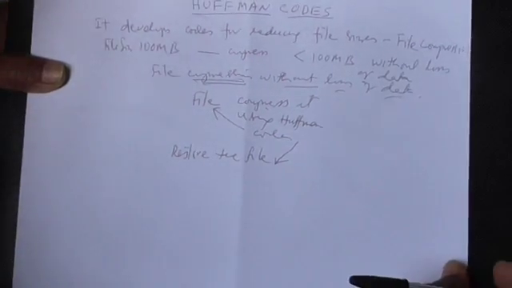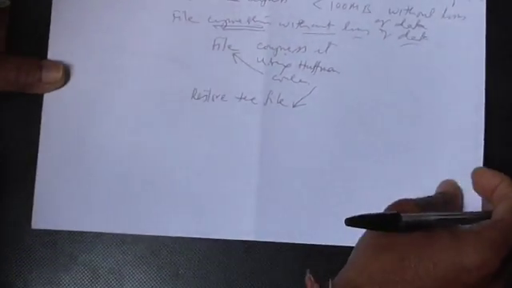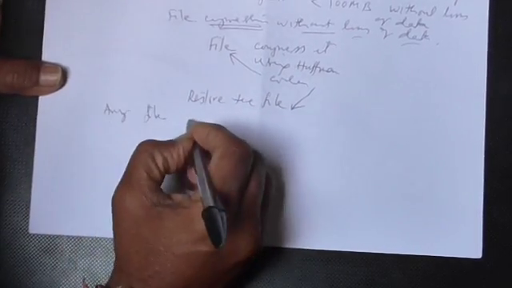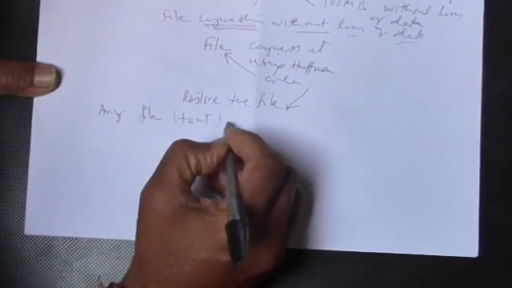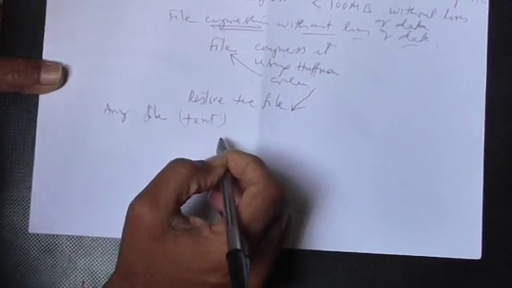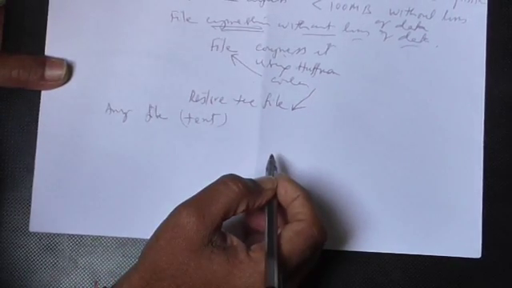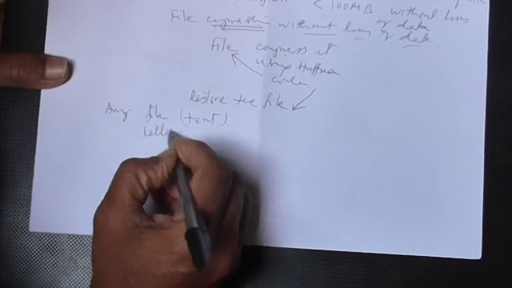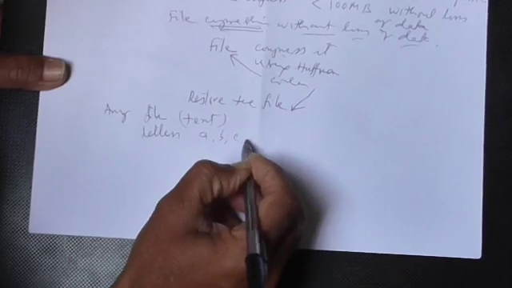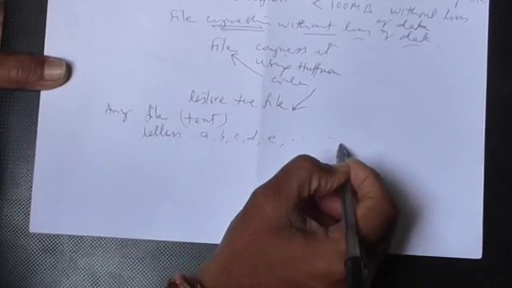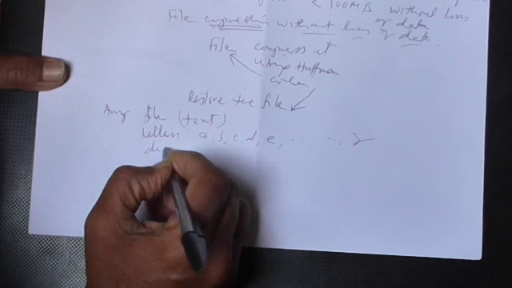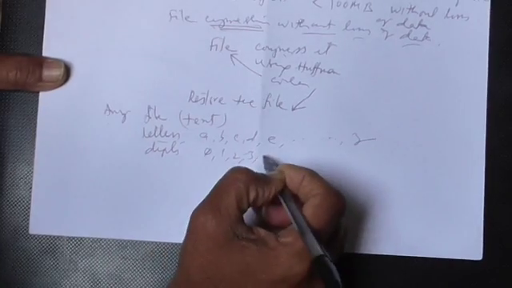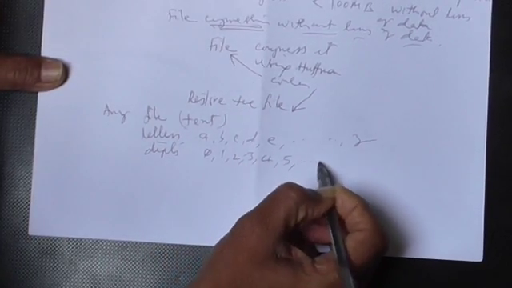So when you look a little into the details, if you observe any file, especially the text file, text containing different characters of English, let us say letters A, B, C, D, E, etc. It may also contain the digits 0, 1, 2, 3, 4, 5, etc.